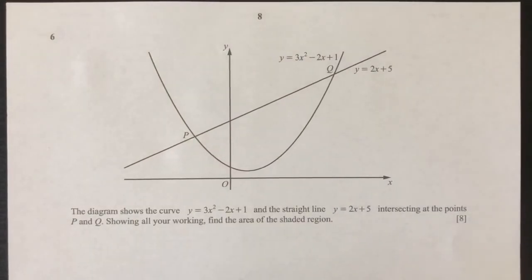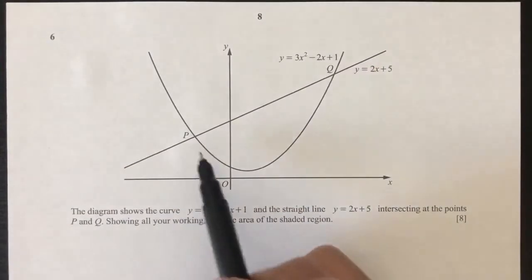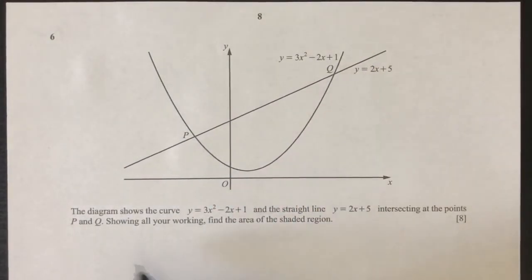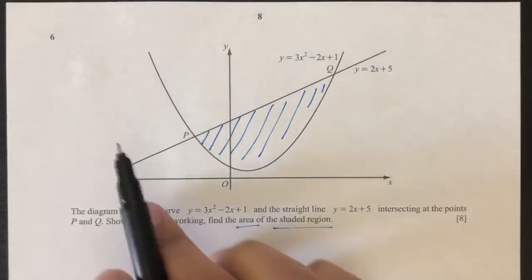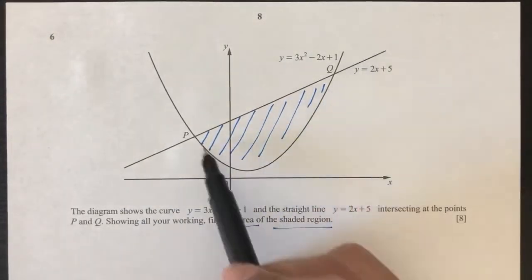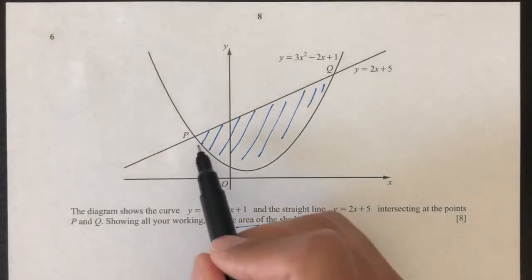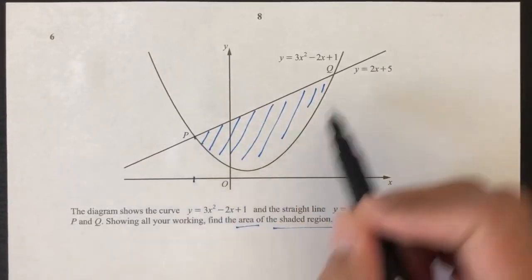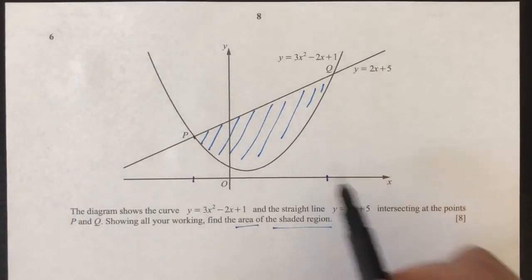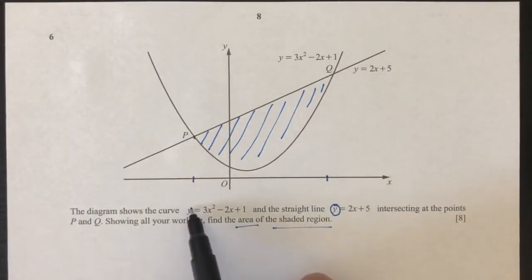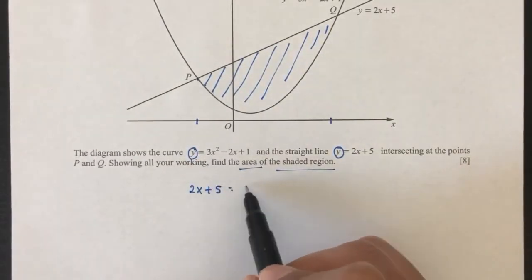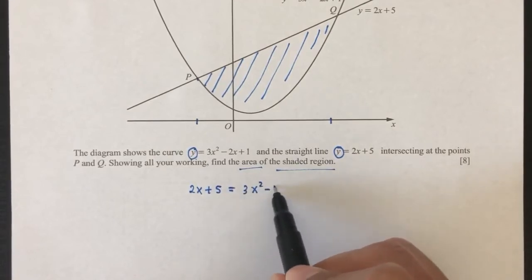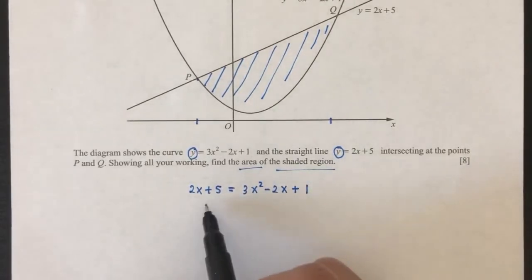Question number 6. So here we have a curve and a line. They meet at points P and Q. So we have to find the area of the region. So it is this region. So how do you find this area? You have to first find the area under the line minus the area under the curve. So we first have to find the x-coordinate of P and the x-coordinate of Q. So we have to find where they meet. So let's solve this simultaneously. So y, 2x plus 5 equal to 3x² minus 2x plus 1. Simplify.